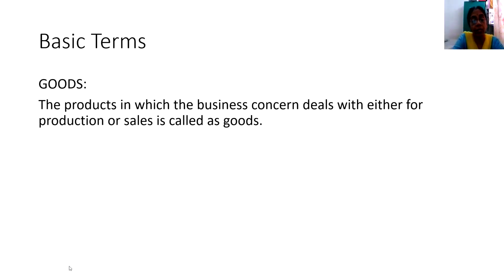They remain in the business to improve or increase the profitability of the business. On the other hand, goods are something that is bought by the businessman in order to sell them immediately in the market in order to make more money. So the products in which the business concern deals with either for production or for sales is termed to be goods. Now, not always that one particular item is a good for every businessman.